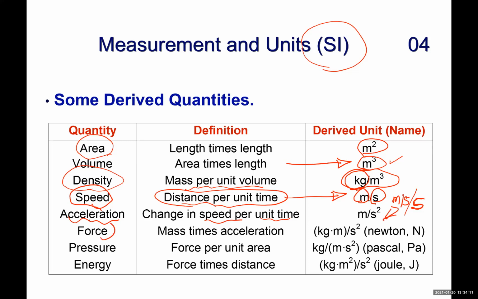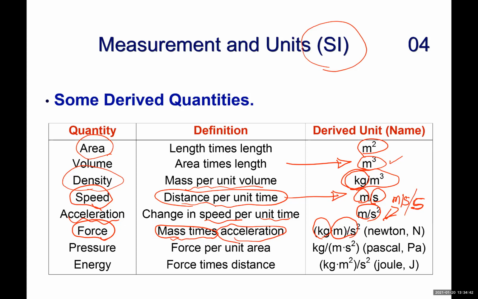How about force? In physics, you calculate force. The formula for force is mass of the object, which is moving, times its acceleration. So mass of object is kilograms. Acceleration is m over s squared, so kilogram meter per second squared. That is the unit for force.